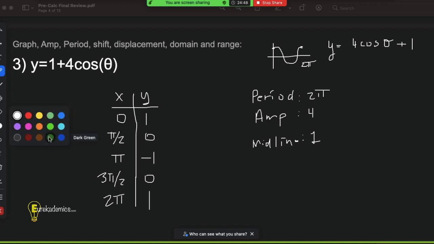Okay, good. So now that we talked about stuff, there is no horizontal shift, otherwise it'd be here in the parentheses next to theta. So our x's stay the same. Our period didn't change, so our x's stayed the same. But our amplitude is going to change, okay? So we have to multiply our y's by 4. That's going to be 4, 0, negative 4, 0, and 4. And for our midline, we go up 1.